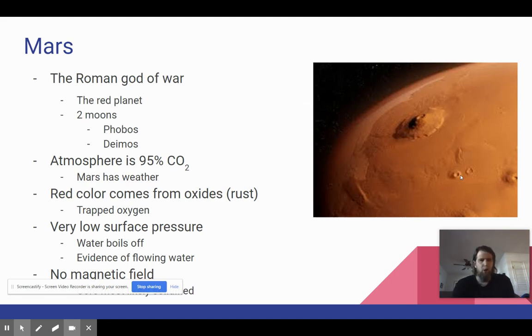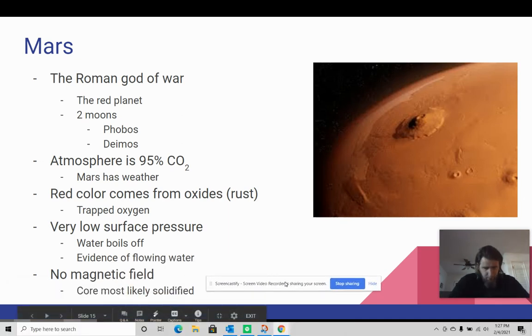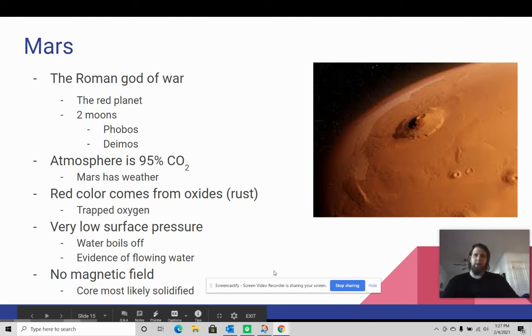look. There's very low surface pressure, so water boils off very quickly, which is why we usually don't see running water on Mars. There is evidence that water did once flow there, but we don't typically see it now, just because it boils off so quickly. Mars does not have a magnetic field, and the core of it is most likely solidified. So those are two things that make it much different than Earth.